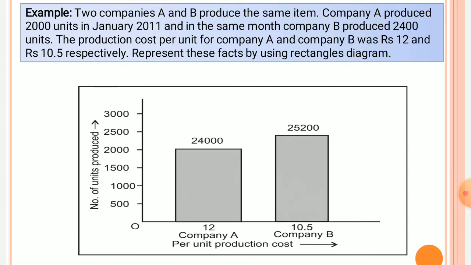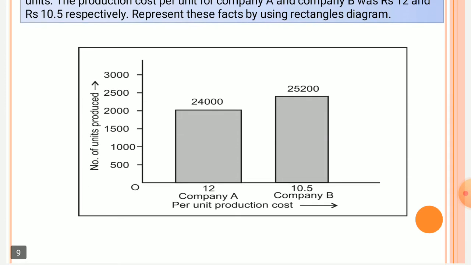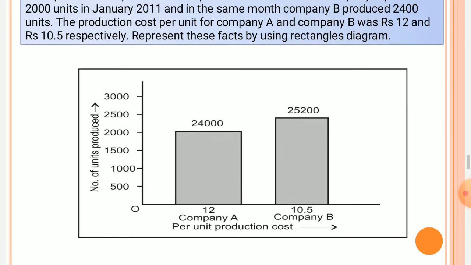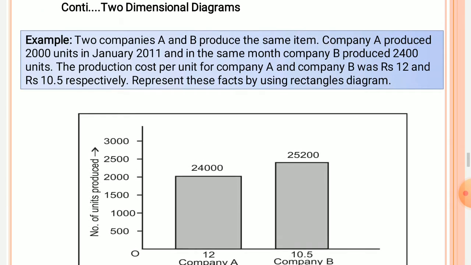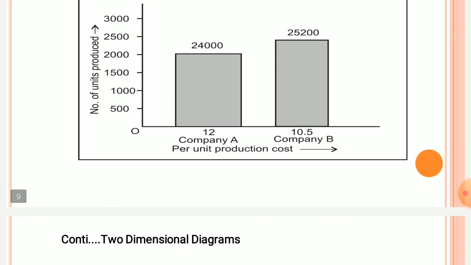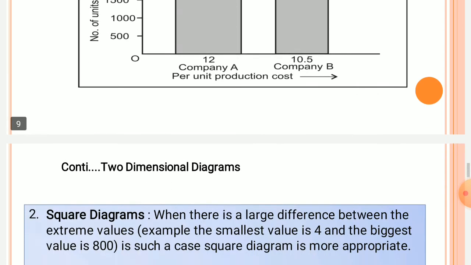So here company A produced 2000 units in January, and in the same month company B produced 2400 units. So this is the way in which we are going to represent the statistical data by using a rectangle diagram. This is an example which is quoted.